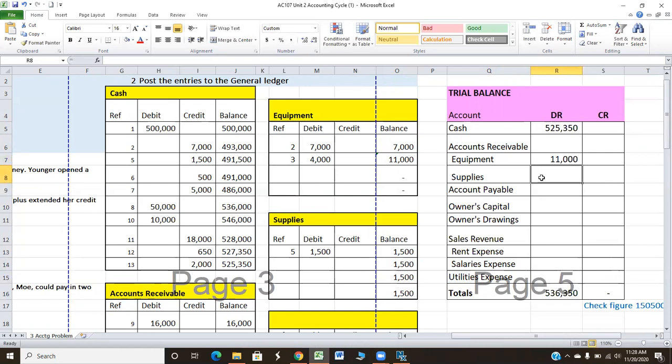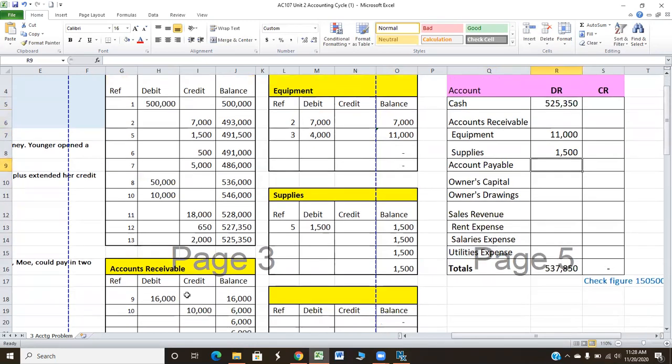Supplies, you only had a $1,500 balance, so you would only debit it. Accounts receivable, you initially debited $6,000, then you credited $10,000. Your debit was higher than your credit, so $6,000 is still left in the debit side on accounts receivable. Or you could use my trick.